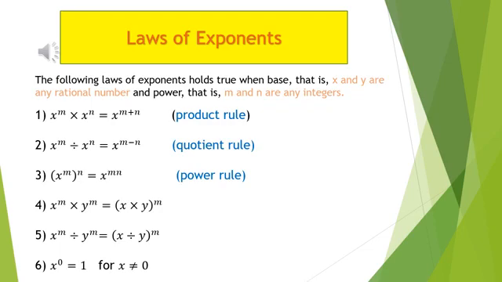Now the sixth rule is if any number has a power of 0, like 2 raised to the power 0, 1 by 2 raised to the power 0, 5 raised to the power 0, it always gives you 1, except for x equal to 0. That is, x cannot be equal to 0. Your base can't be equal to 0. Otherwise, any number that has a power of 0 is equal to 1.